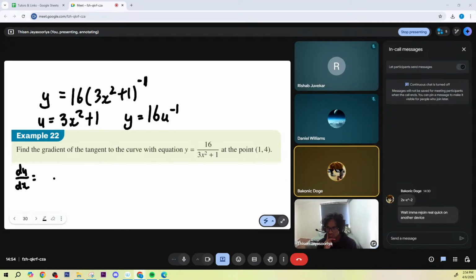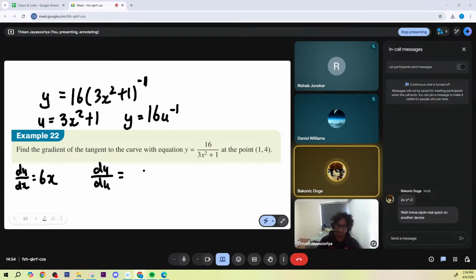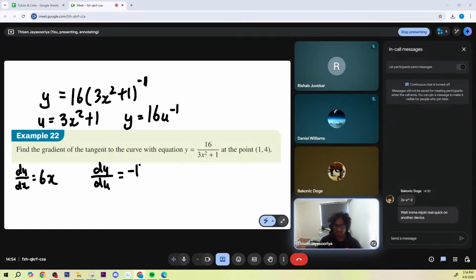Wait, isn't that the u I just found? Oh wait, yeah, I'm doing the inside, aren't I? 3x, yeah, 3. Oh wait, 6x. 6x. And then what's dy on du? Minus 16 u power minus 2. So minus 16 u to the power minus 2. Perfect. So Rashab, I'll get you to finish this one off.